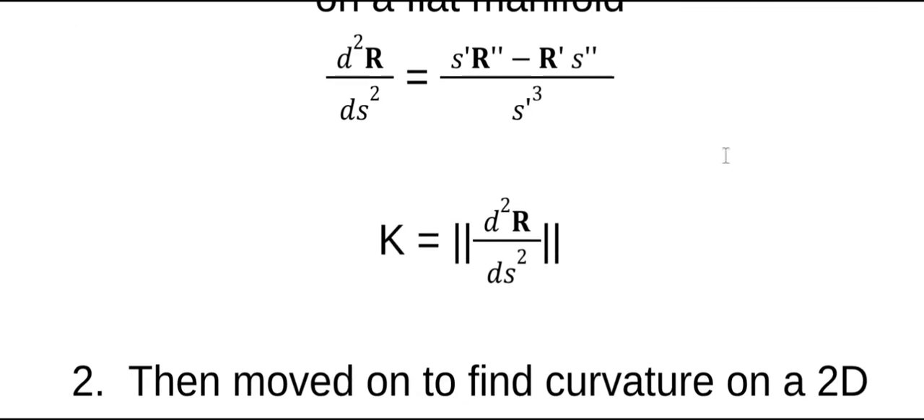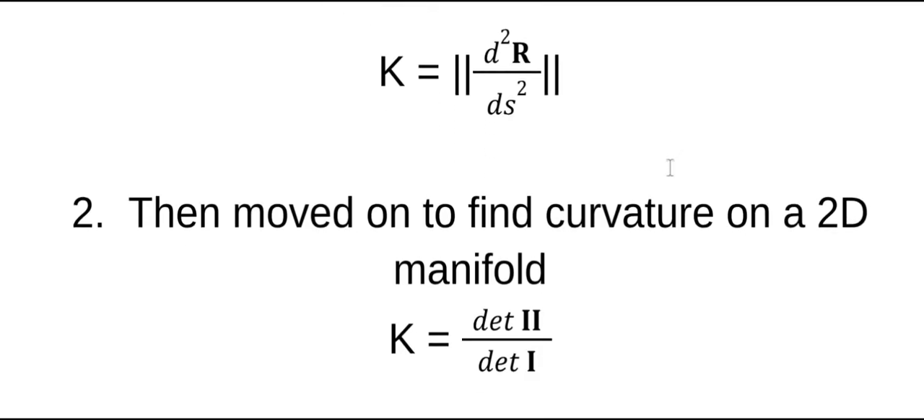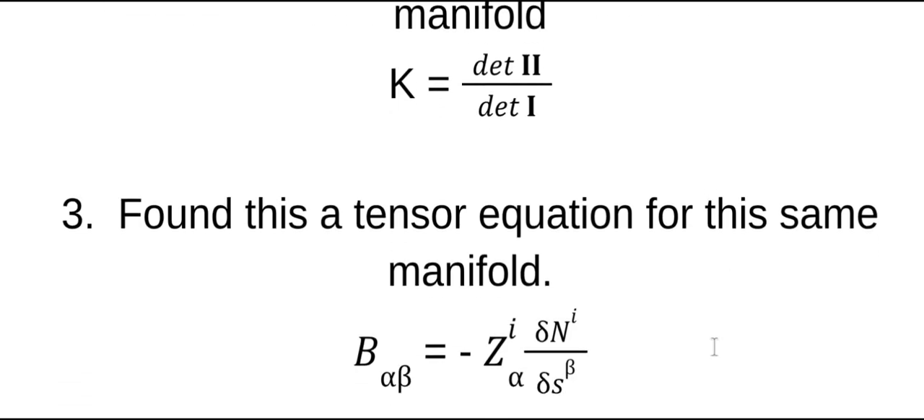Then the second thing we did, we moved on to find the curvature of a 2D curved manifold, and that is defined old school as the Gaussian curvature being the determinant of the second fundamental form divided by the determinant of the first fundamental form. Then we went on to find a tensor equation for the manifold. This is called the Gaussian curvature tensor, and it's related to the shape tensor and the partial derivative of the normal components with respect to the surface coordinates.